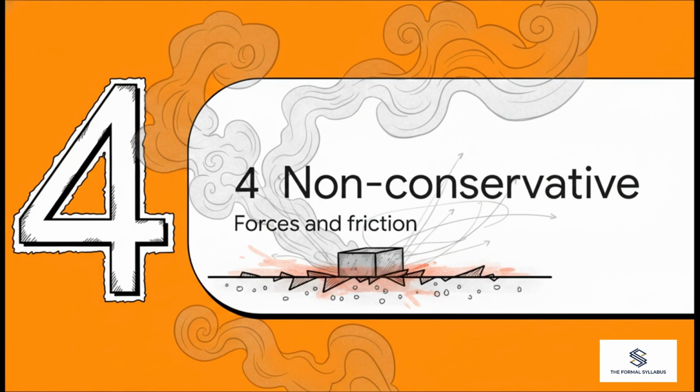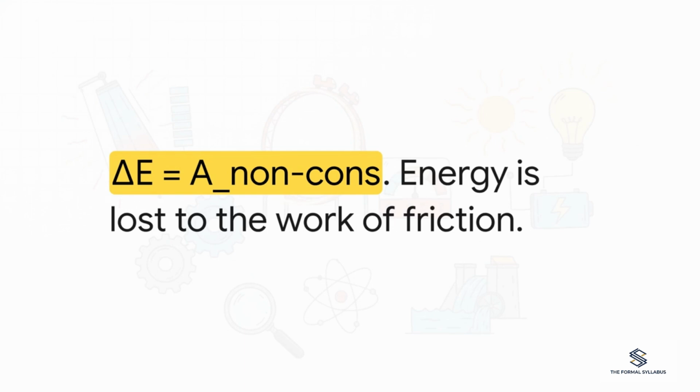Which naturally leads us to Chapter 4, non-conservative forces and friction. Because let's face it, we live in the real world, and real-world systems are rarely perfectly closed. In reality, blocks scrape against surfaces, and pendulums have to push through air resistance. When friction enters the picture, our pristine formula changes.